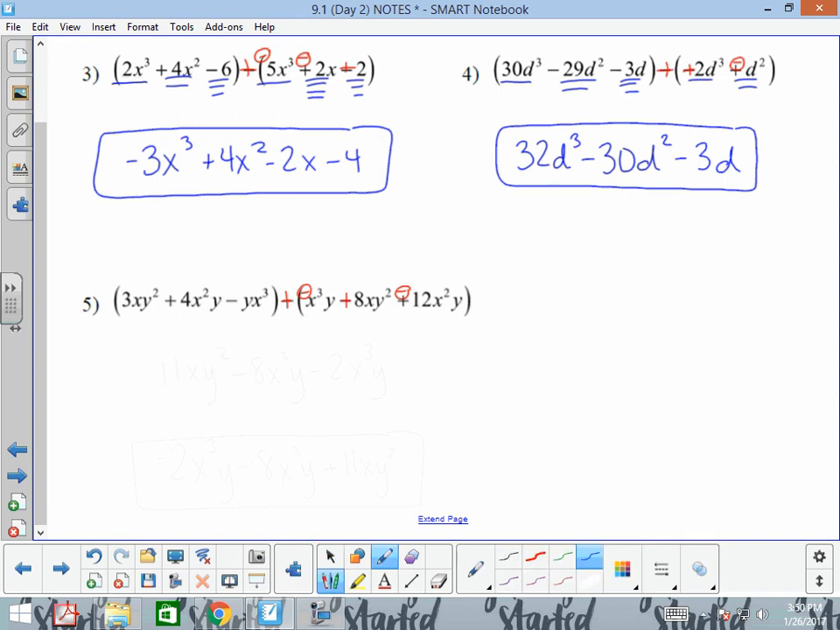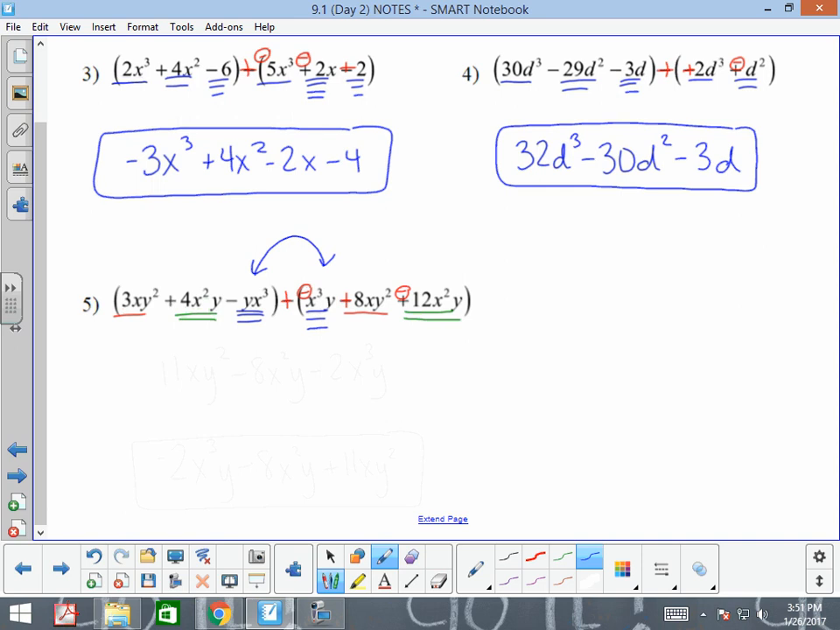All right, so let's look for our like terms. 3xy squared and 8xy squared are like terms. We have 4x squared y and negative 12x squared y are like terms. And then one that we're going to be seeing a little bit of is where the order is switched. They both have an x to the third. They both have a y. Even though they're not in the same order, these are considered like terms because they both have the same variables with the same exponents. So those are like terms.